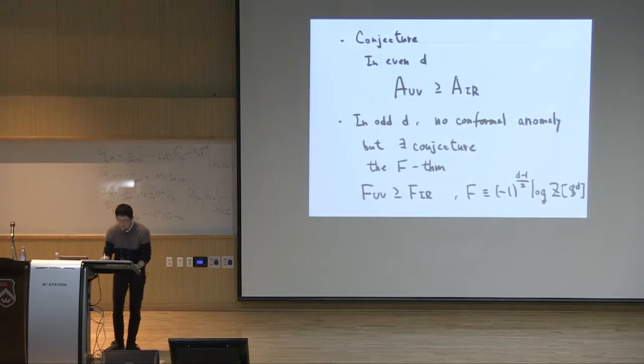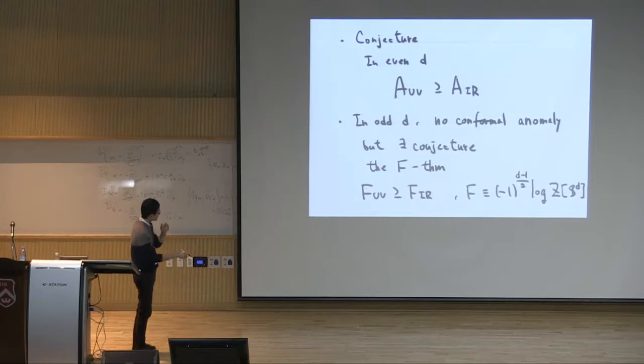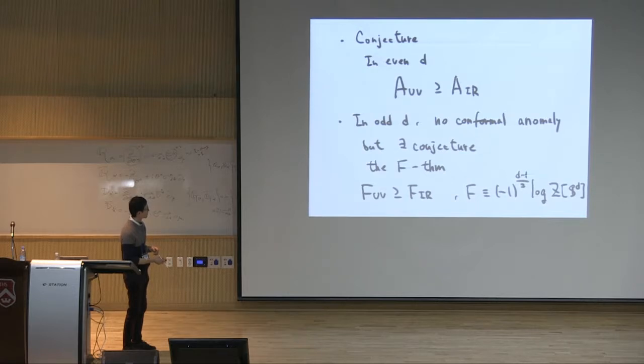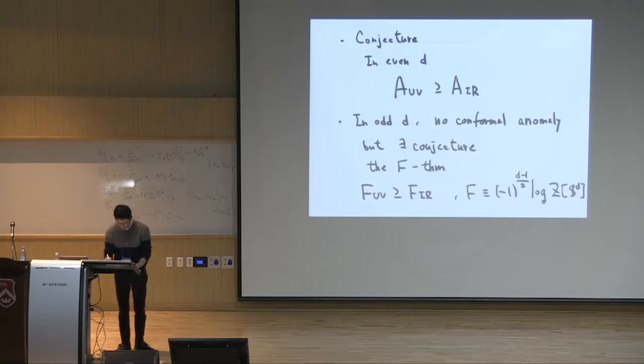You first put your CFT on a sphere and calculate the partition function. Z of S^D means the sphere partition function, and you take a log, and this is called the sphere free energy. The sign factor is a convention to make F positive. Of course there is no proof of positivity, but in simple cases, with this convention, F is positive. There are some exceptions in higher dimensions. So this is a conjecture called the F theorem, first proposed by Klebanov and his collaborators.